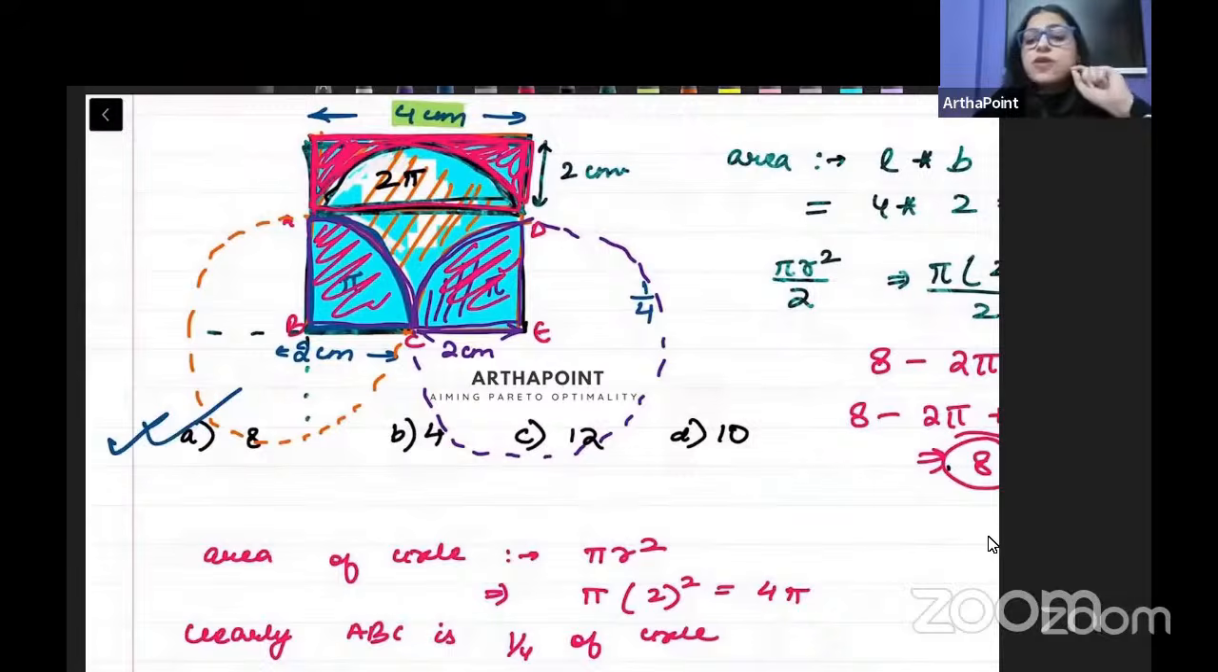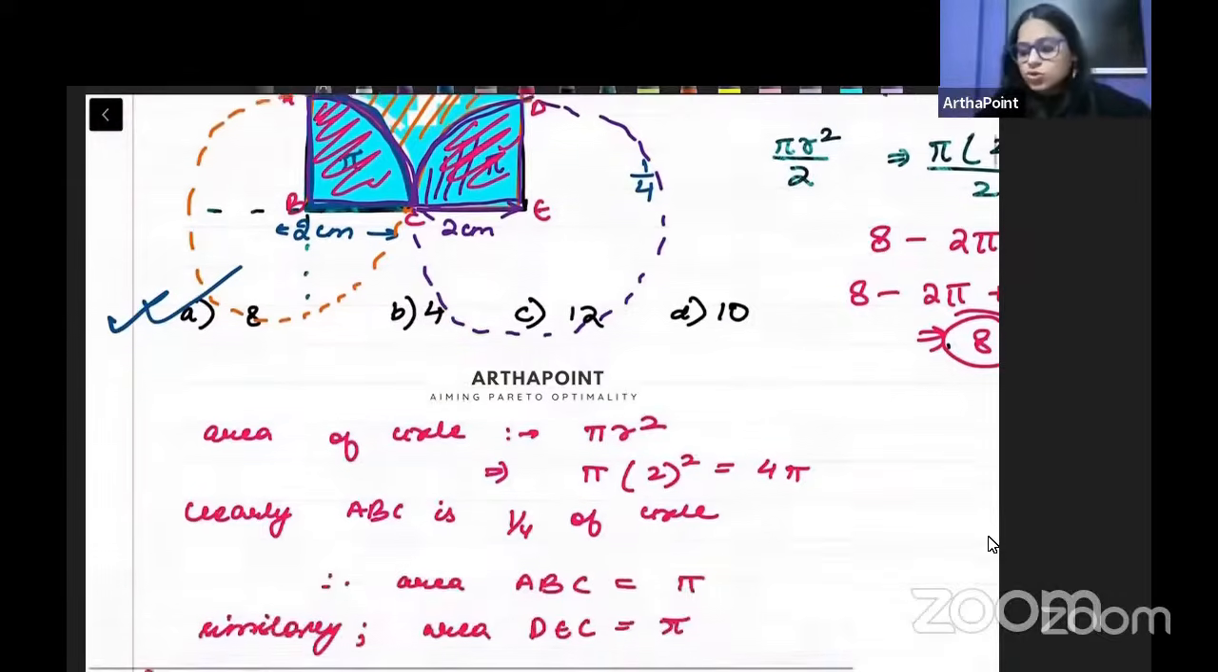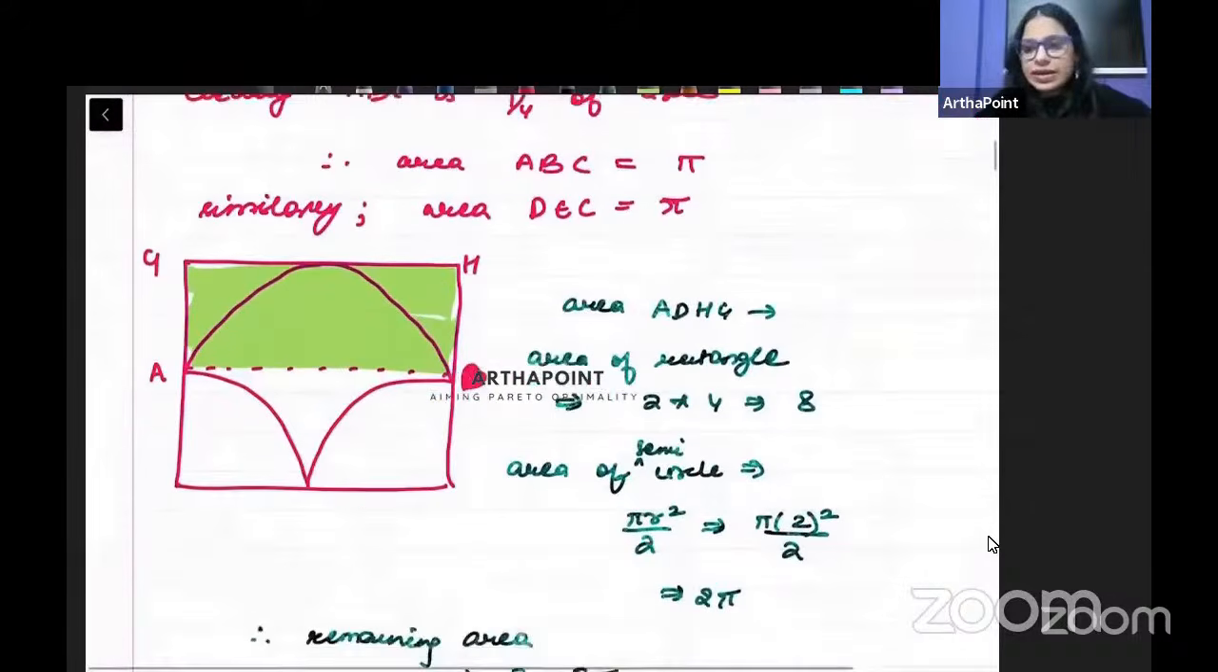Such kind of questions are very, very common in the GATE exam. You will get find the area of the shaded region. Such questions come very often. So you need to be well aware of such questions. So the correct answer to this question will be 8.